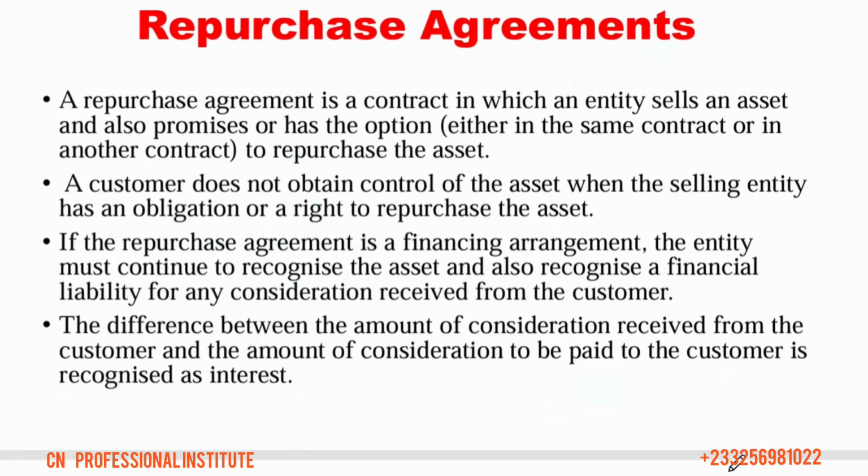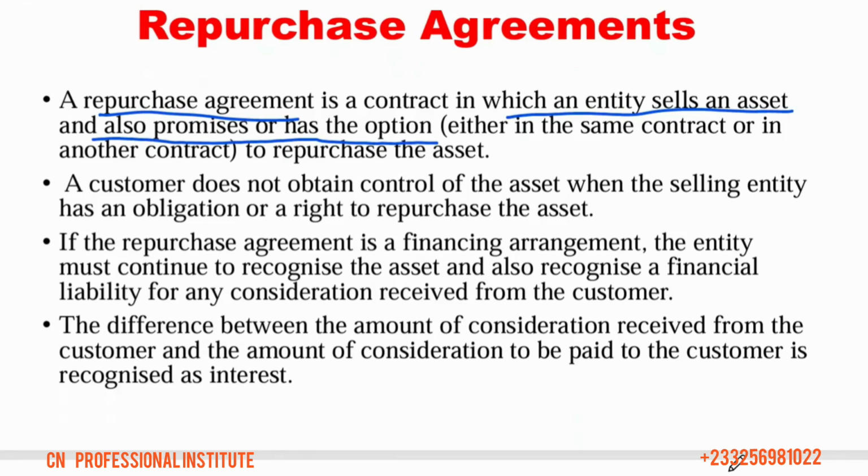So let me also summarize that for you. Sometimes you can sell to the customer, and the customer has what? The right to come and purchase it back again. Are you following? So a repurchase agreement is a contract in which an entity sells an asset and also promises or has the option to repurchase the asset. So you sell to the customer, but you have the option to what? Repurchase, to go and buy it back again.